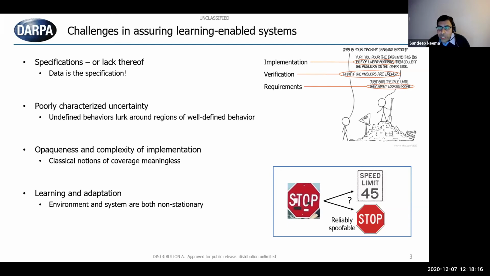Well, there are no branches in a neural network. And so what does it mean to cover the behavior space of a neural network? So these are the sets. Now, learning and adaptation. In some sense, all systems undergo evolution, right?